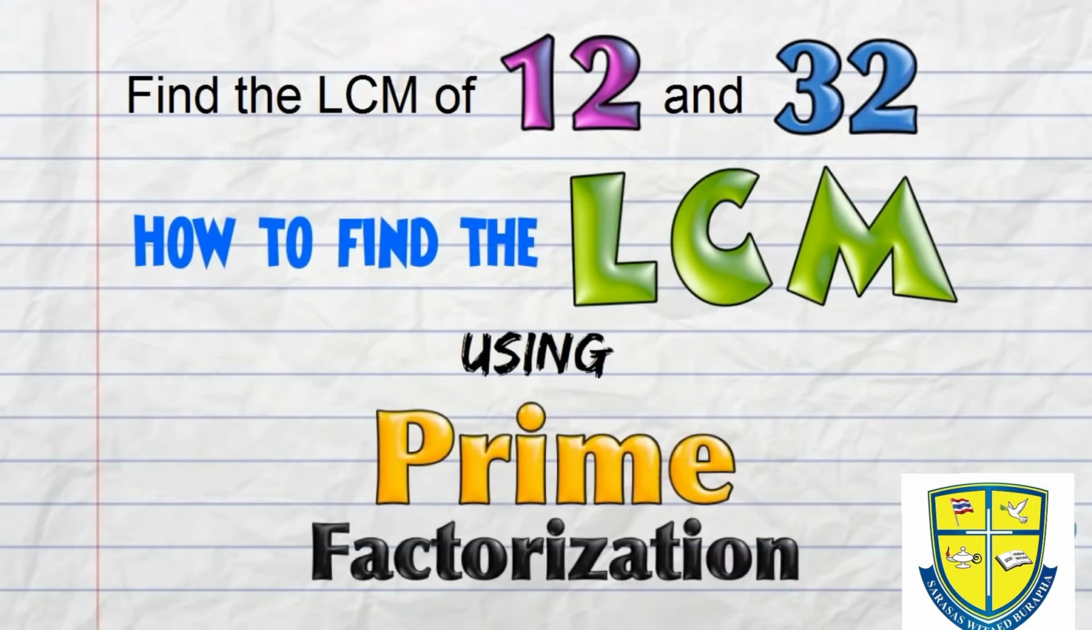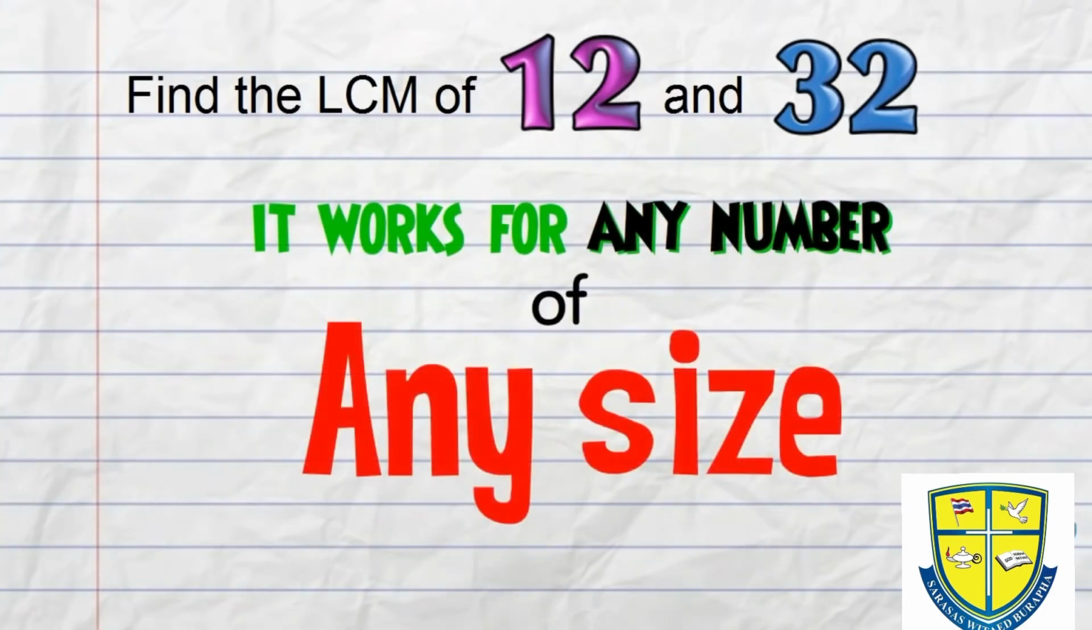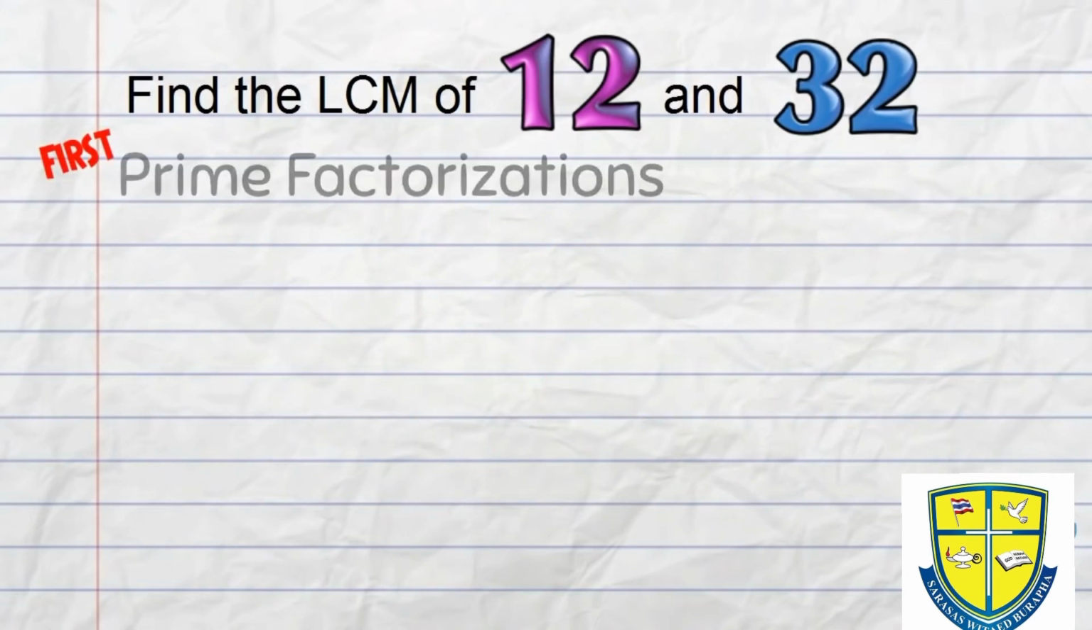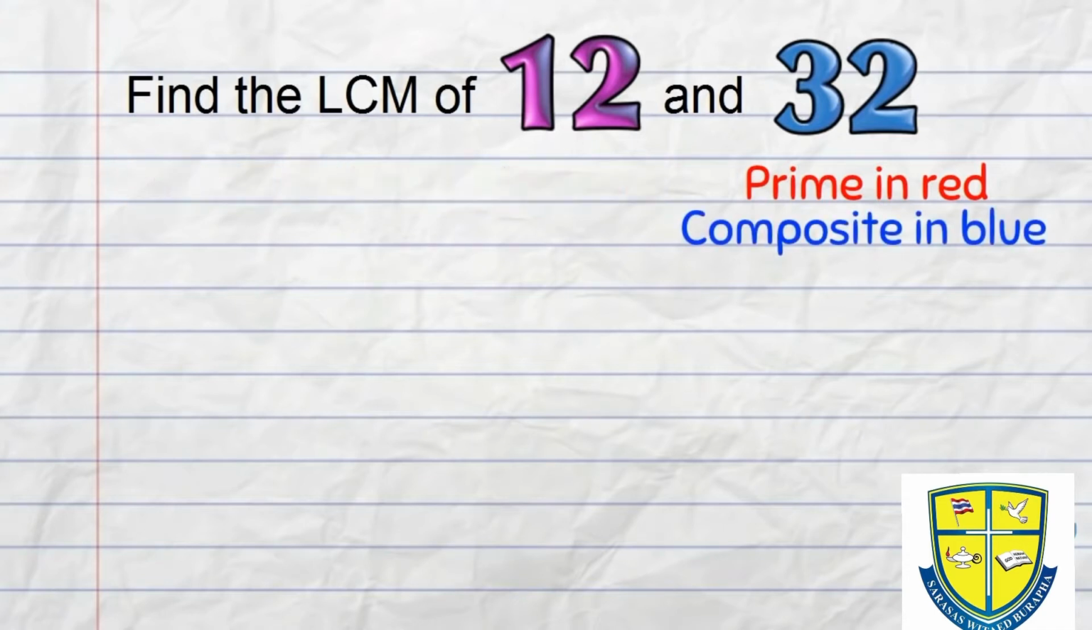Now I'm going to use these same numbers to show you how to find the LCM using prime factorization. And the great thing about this method is it works for any number of any size. First, we do the prime factorization of each of the numbers. Primes in red and composite numbers in blue.